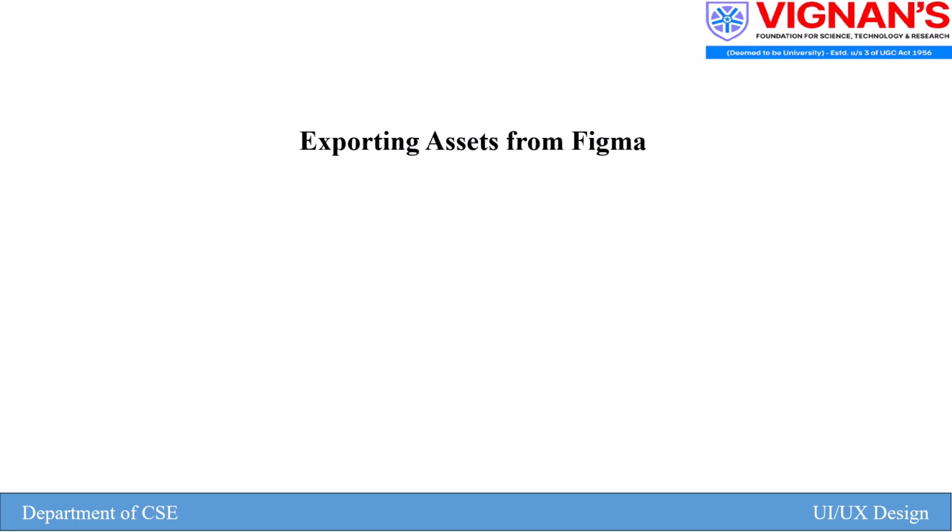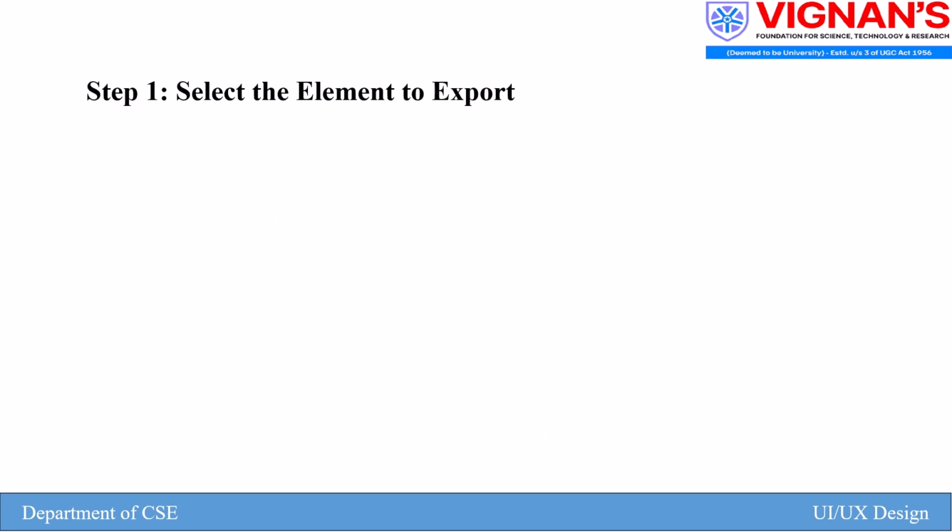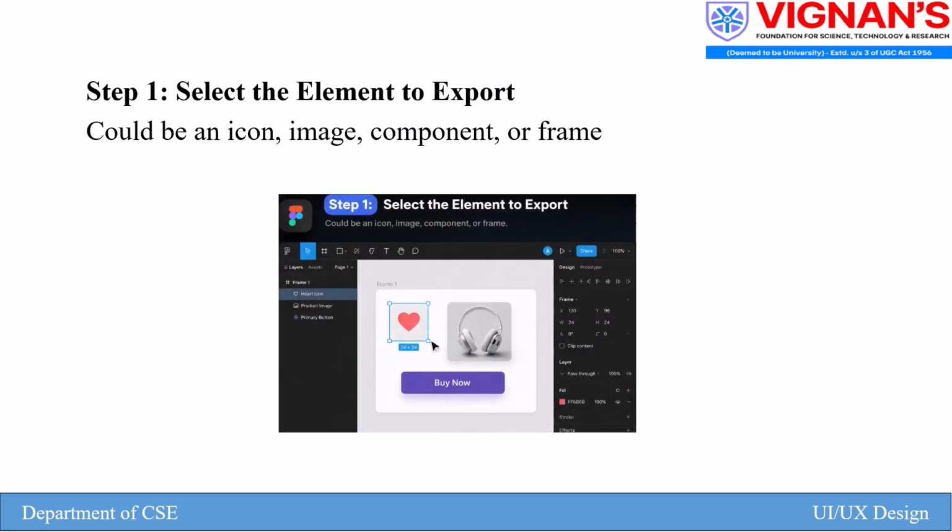Exporting assets from Figma is a simple but important step in the design process. Step 1 is to select the element you want to export. This could be an icon, an image, a component, or even an entire frame. Choosing the correct element ensures that only the required assets are exported for development.